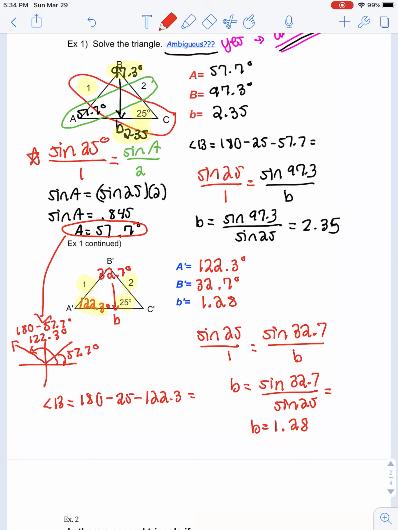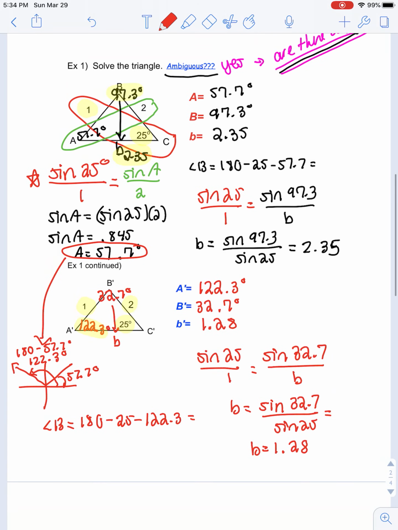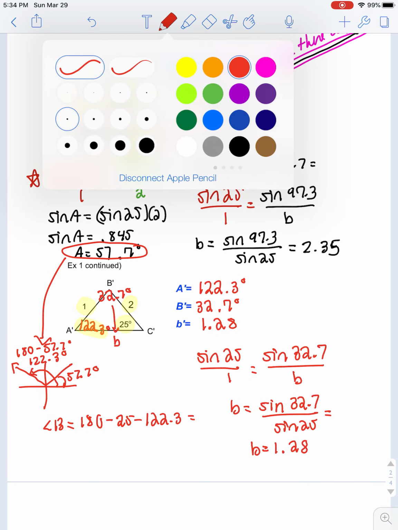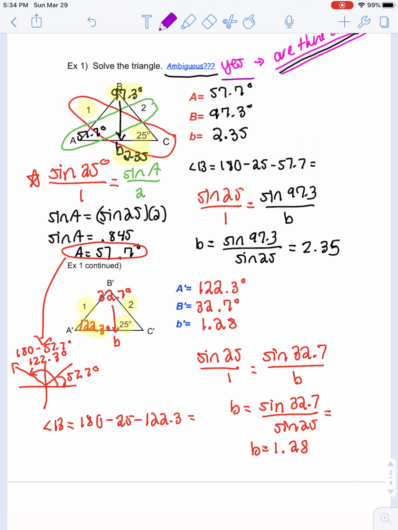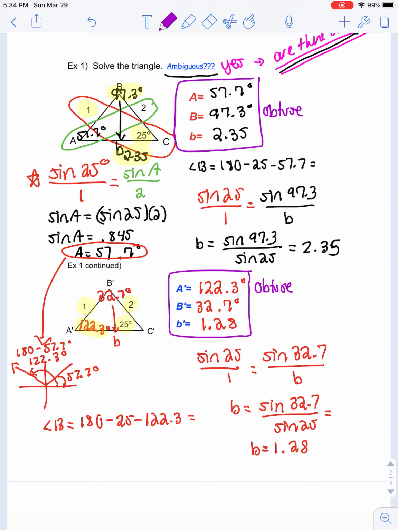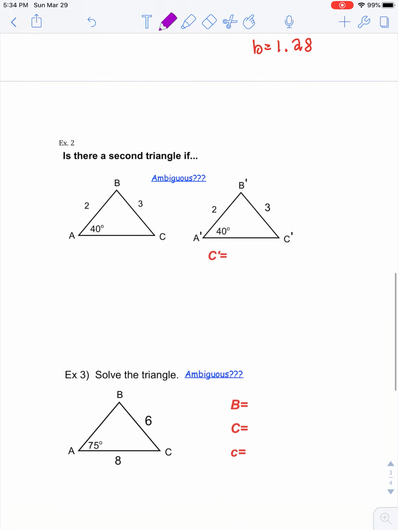Here's an example of a situation where, even though we were given the same piece of information, we have two very distinct separate triangles. They actually are both obtuse triangles, since this one also has an obtuse angle. But we have a second very different obtuse triangle with a very different set of angles in it.